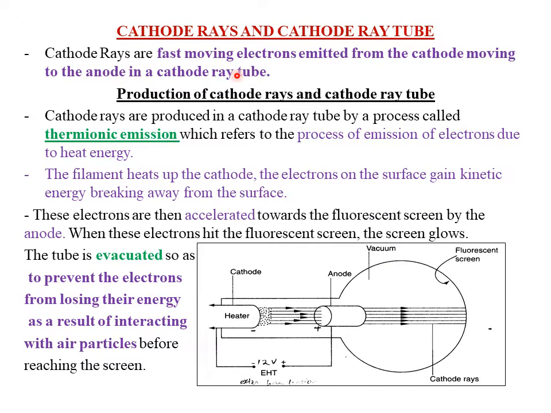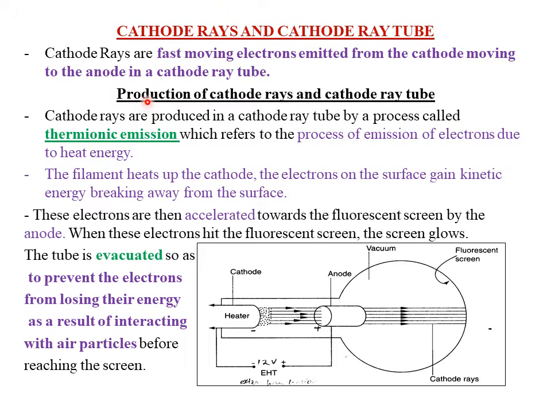Then, of course, in a cathode ray tube. So this is what we are calling a cathode ray tube. It has some features. We have the heating element. Then, of course, we have the anode, which is positively charged. We have the fluorescent screen, which will always glow whenever the electrons hit it. Then, of course, the tube is usually a vacuum, or we say it is evacuated. That is, we remove all the air from that particular tube.